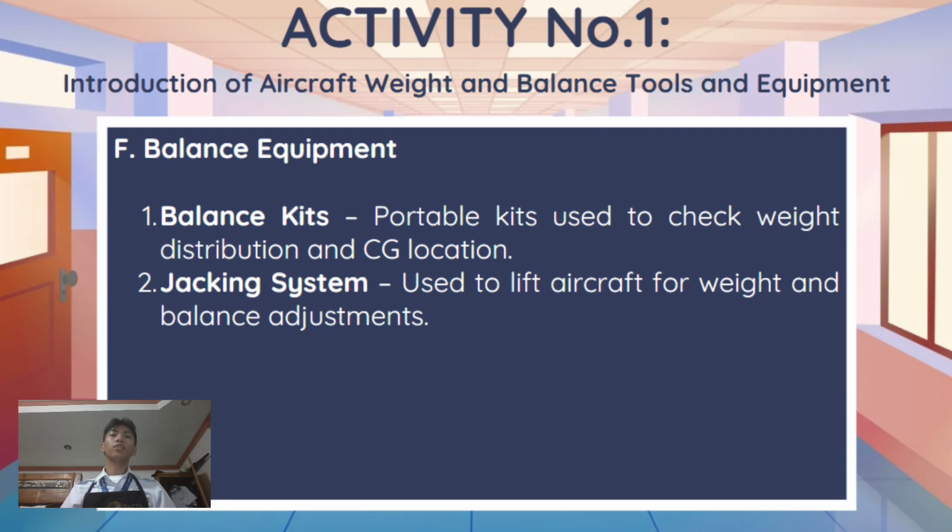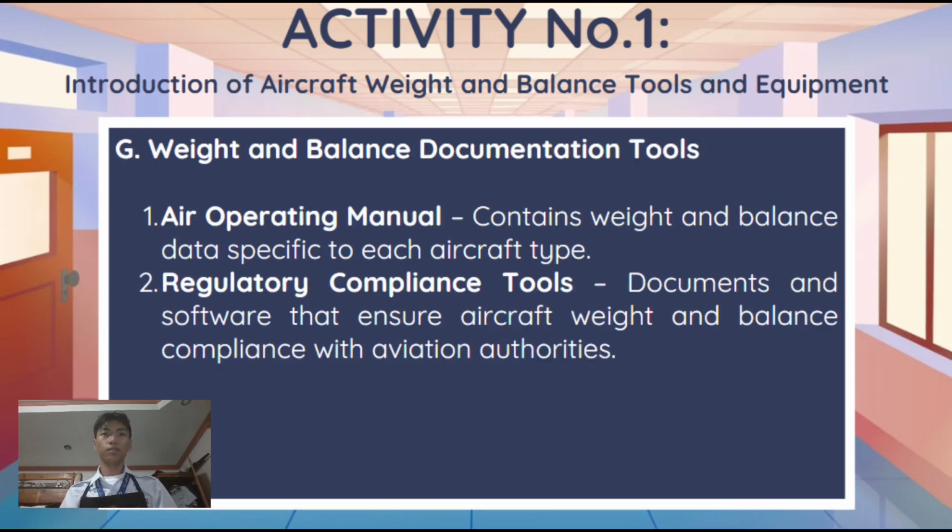F. Balance equipment. 1. Balance kits. Portable kits used to check weight distribution and CG location. 2. Jacking system. Used to lift aircraft for weight and balance adjustments.